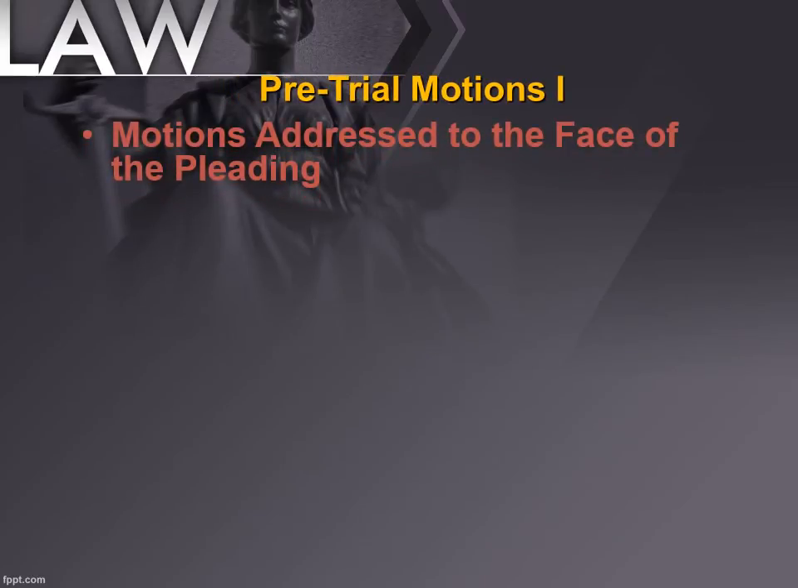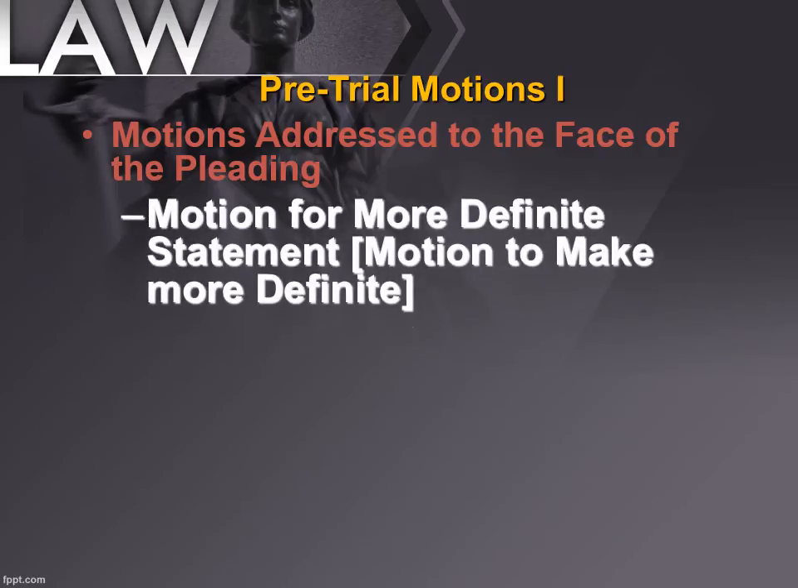Pretrial Motions. The first set of pretrial motions, and this is as review, is motions addressed to the face of the pleading. These are motions that can be used by either the moving party or the responding party when there's something wrong with one of the motion papers, whether on the face of the pleading there's a flaw somehow. Whenever you address it on the face of the pleading, you're talking about a flaw present that has to be corrected.